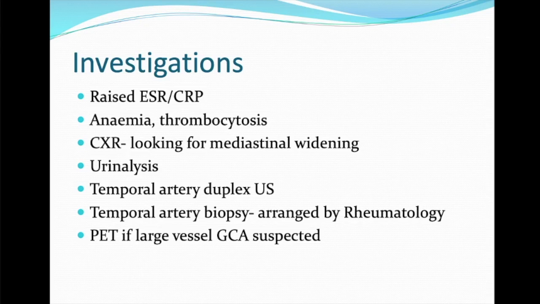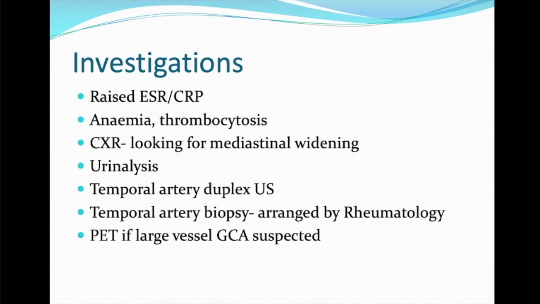So moving on to the investigations, I'm sure you're all aware that the most common thing to look out for in GCA is a raised ESR or a CRP, and that would confirm that there's some inflammation going on. Sometimes patients can have anemia or raised platelets as an inflammatory reaction. We would also do a chest X-ray to look for mediastinal widening, and that's because it's important to think about aortitis, as GCA can affect the aorta. A urinalysis is important to check for protein and blood in the urine.